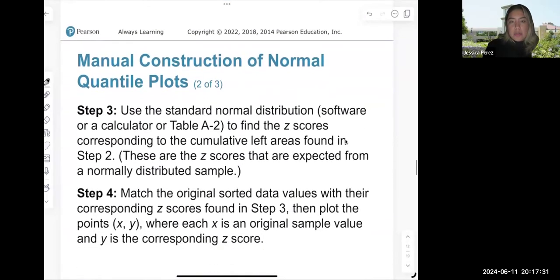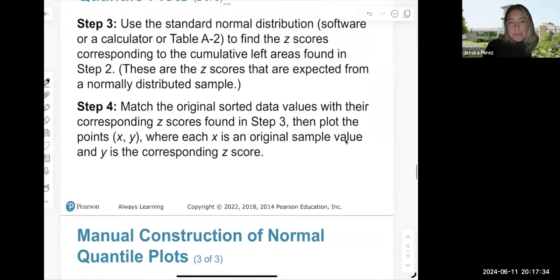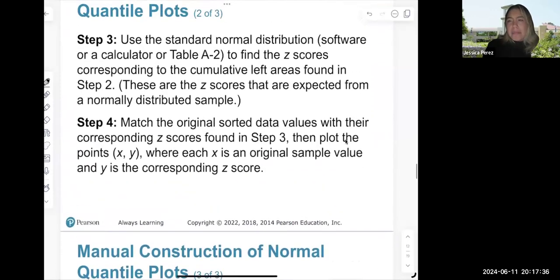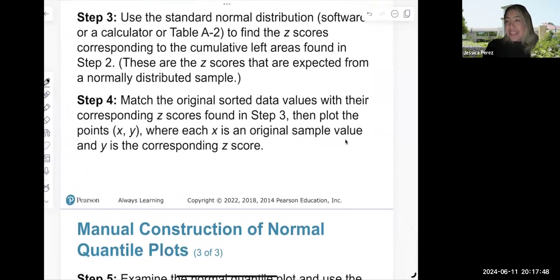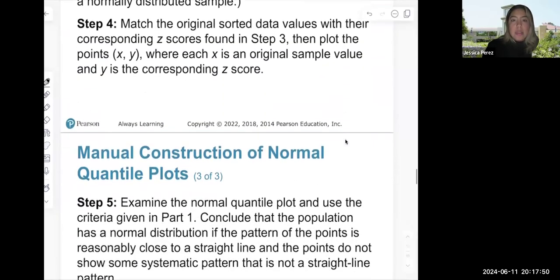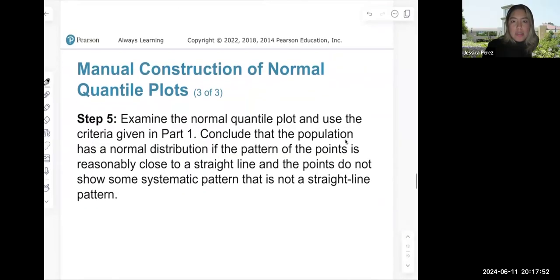So we're going to do some examples. We're not going to do them manually, actually. We're going to use the standard normal distribution software or Table A-2 to find the z-scores corresponding to the cumulative area. So for normal quantile plots, we're probably going to be using StatDisk.